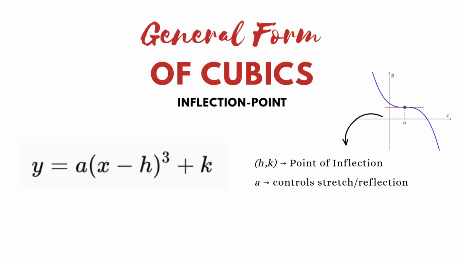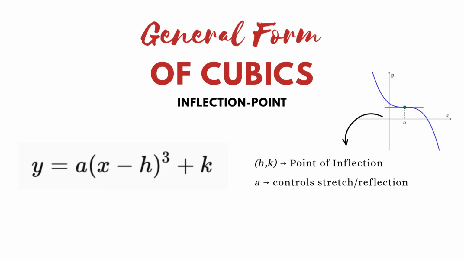Let's start by looking at how our general form would look if we knew the inflection point. The inflection point is basically where the graph turns. It's like that flat point we've got on the cubic where the graph is turning. The general form is y = a(x - h)³ + k. Here (h, k) is the point of inflection, and a is our stretch/reflection factor. It controls how stretched out your cubic is or how it reflects.